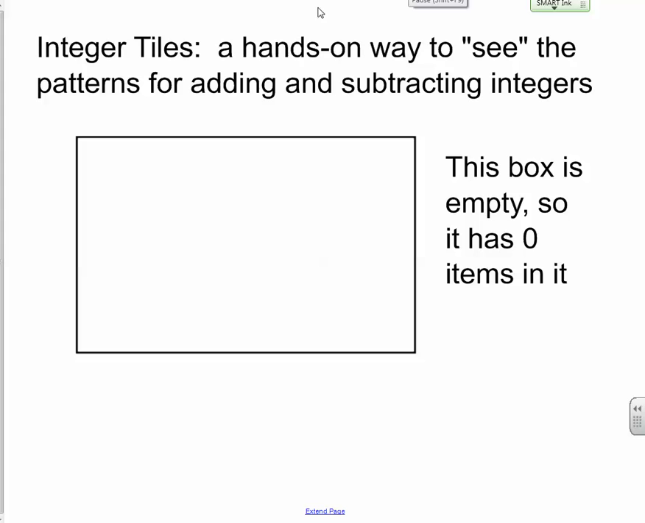Integer tiles are great because it's really a hands-on way to see the patterns for adding and subtracting integers. So today, again, we just work with addition, because if you really understand addition well, subtraction is a cinch. So this was your slate or our field. This is kind of the charged particle scientific idea of integers. And right now the box is empty, so if I had to give it a numerical value, I would say it's 0.